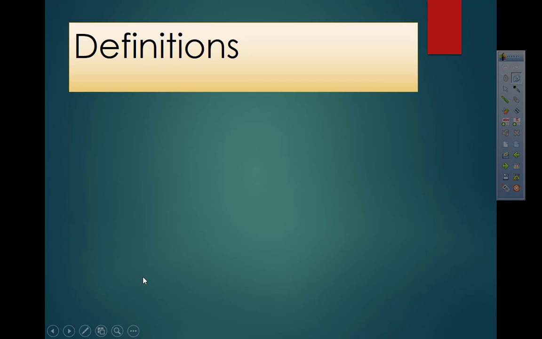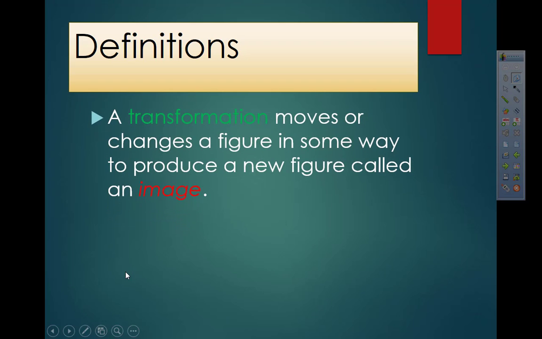Before we get to that, we need to go over some terminology so we don't get confused. When we're talking about transformations, there will always be two objects involved. One of the objects is the one that you started with, and one of them is the new location. The one that we start with is called the pre-image, and the one that we end up with, the new image or new figure, will be what's called the image.